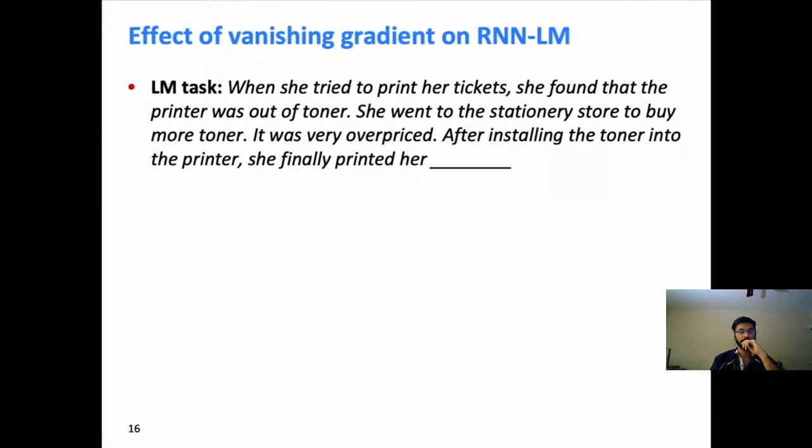Tickets. Tickets, yes, exactly. So that was easy for you to do because it makes sense logically that if that was the thing she was trying to do, that's the thing she's going to do once she's gone on the whole detour for the toner. So the question is, can RNN language models easily answer this question? Would they do well at this particular language modeling example?